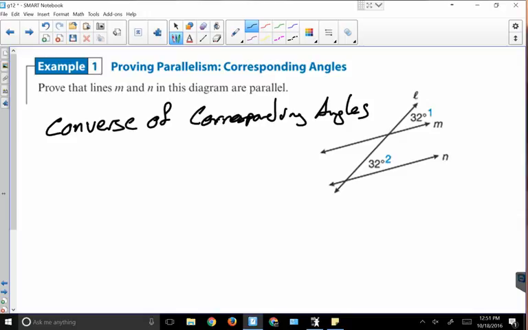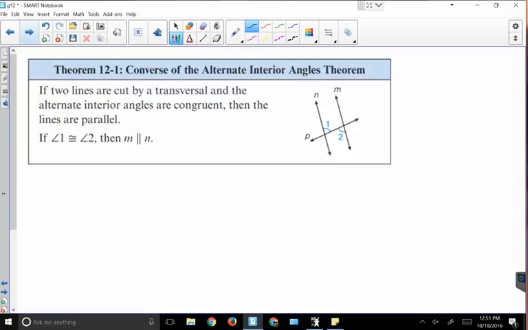Okay. Here's another one. Again, like what I said before, the best bet is to get the if-then part of it and the picture. But this is going to be the converse of the alternate interior angles theorem. So I'll give you a few moments, make sure that you've got that one in your little book.